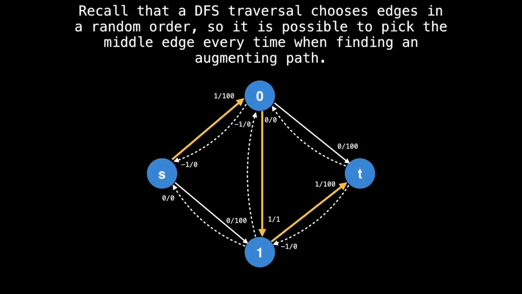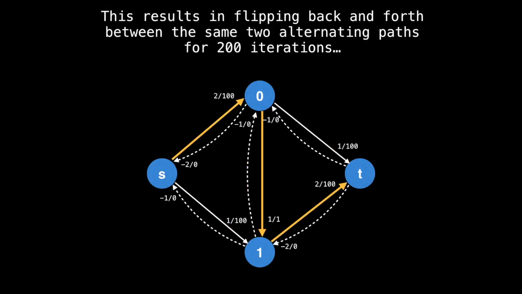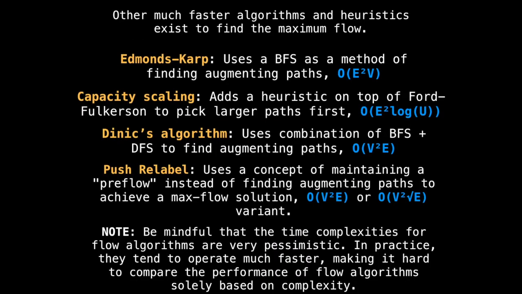However, recall that a depth-first search traversal is essentially random, so it's possible for you to pick that middle edge with a capacity of 1 every single time. And what that'll do is it'll limit the flow you can push from the source to the sink to be 1. So 1 is always going to be your bottleneck value, so you're never going to be able to augment the flow by more than 1 unit. This results in flipping back and forth between the same two alternating paths for 200 iterations, which really kills your time complexity. Luckily, much faster algorithms and better heuristics exist to find the maximum flow value.